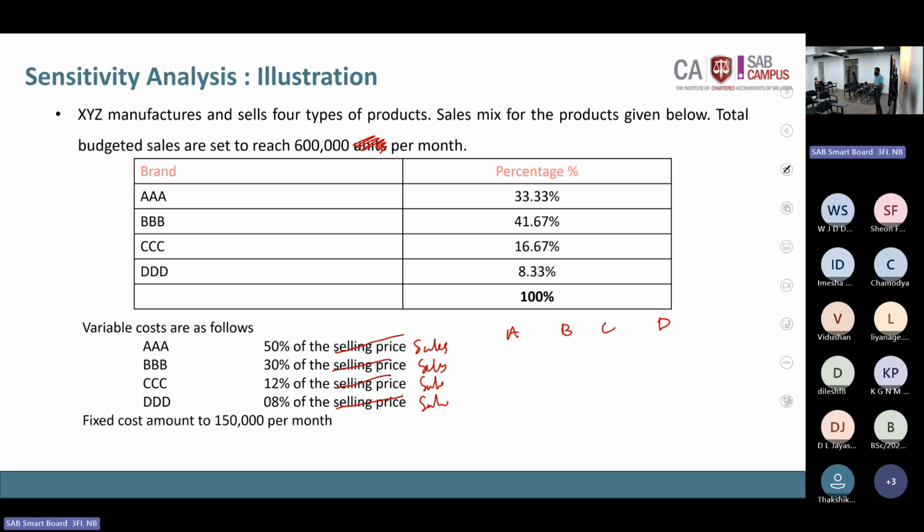Right? Because we are calculating the total contribution for all the products.